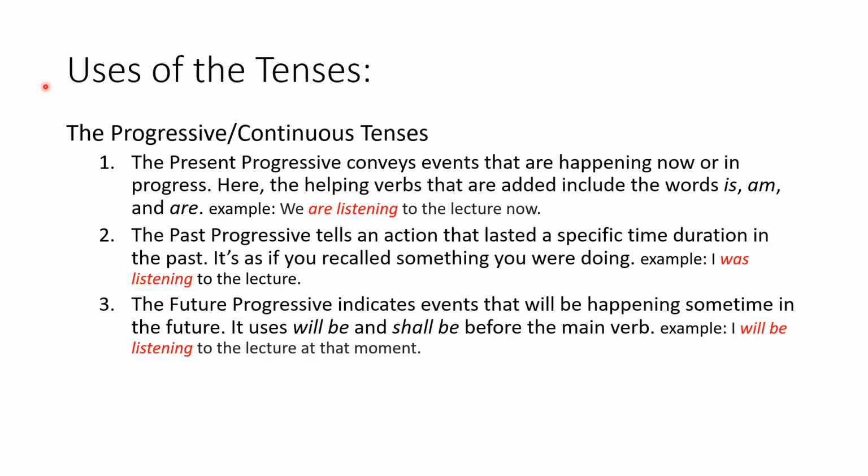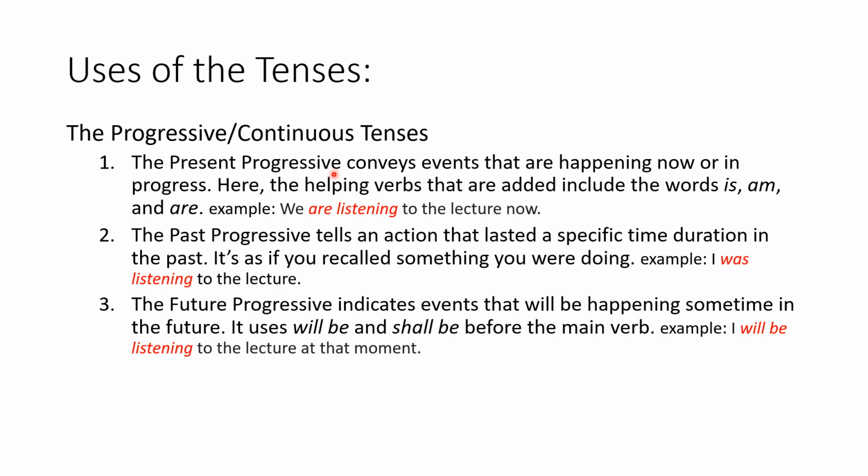The next set of verbs are those in the progressive or continuous tenses. We will be talking about the uses of the present progressive tense, the past progressive tense, and the future progressive tense. Remember that the progressive or the continuous tenses are those that end with ing.